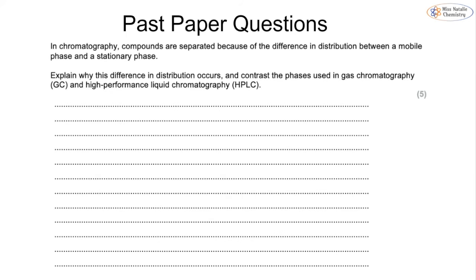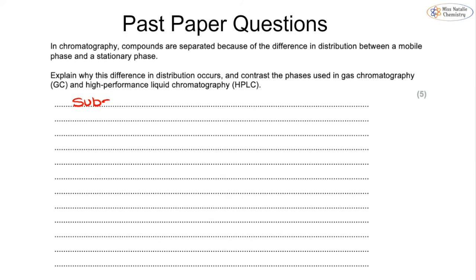And then a nice 5-mark question. In chromatography, compounds are separated because of the difference in distribution between a mobile phase and a stationary phase. Explain why this distribution occurs, and then compare the phases used in gas chromatography and high-performance liquid chromatography. So 2 parts to this process. First of all, we want to explain why there's a difference in the distribution of the compounds. And this is all to do with their affinity to the stationary or the mobile phase, or their attraction to.